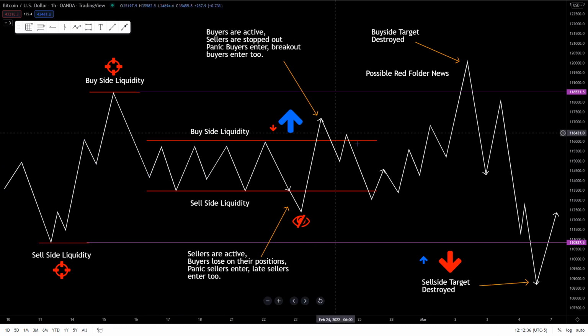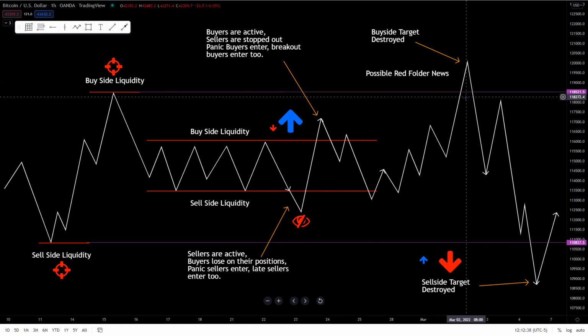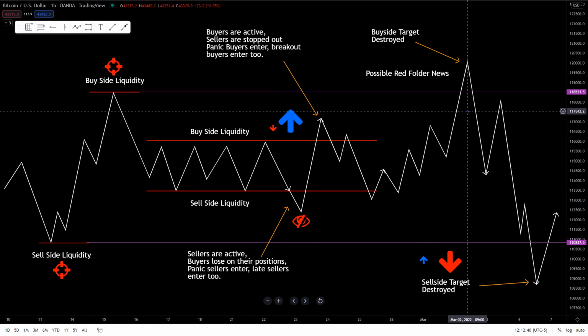Now all of this liquidity is sponsored by basically us. We are the liquidity. We are the people who lose their money and give it to brokers.